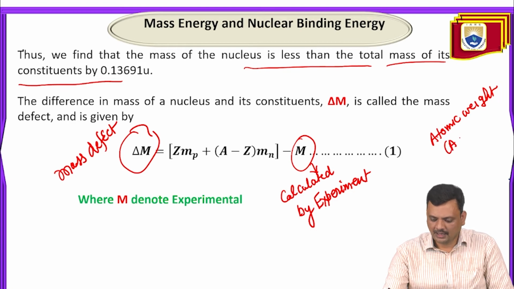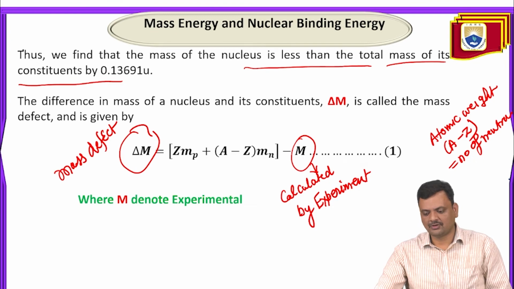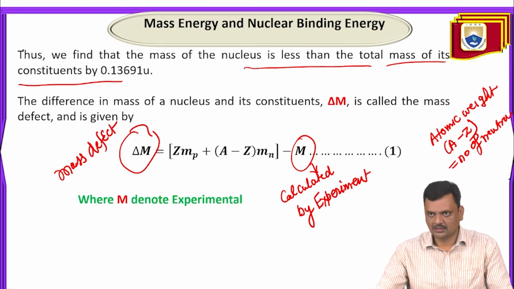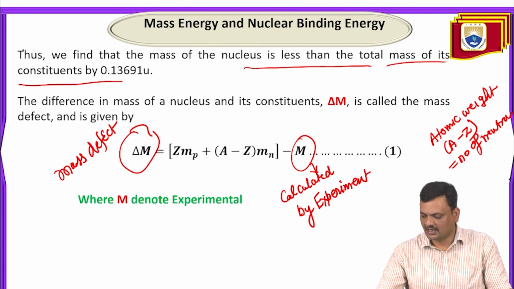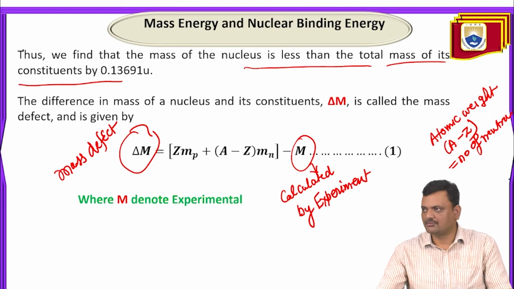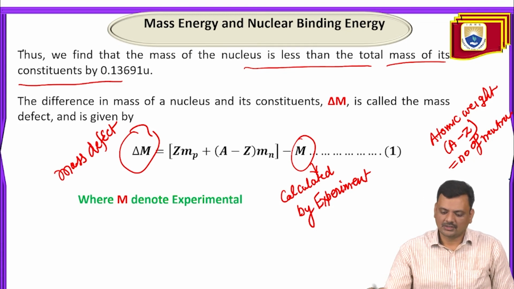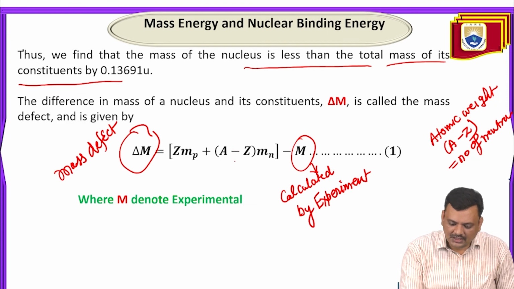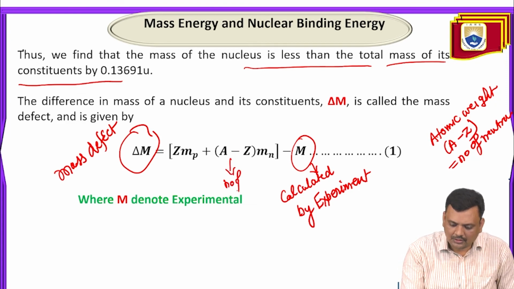A minus Z is what they give? The number of neutrons. The number of neutrons plus the number of protons will give the atomic weight A. So if we subtract A minus Z, that will definitely give the number of neutrons. Why? Because Z represents the number of protons. So what we get? A minus Z, the number of neutrons.